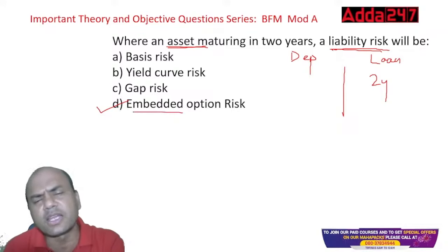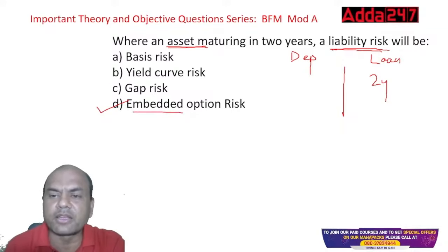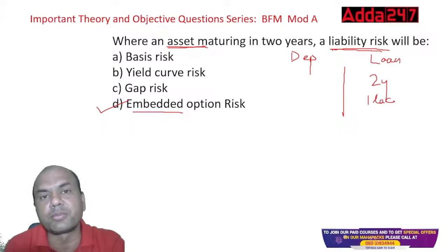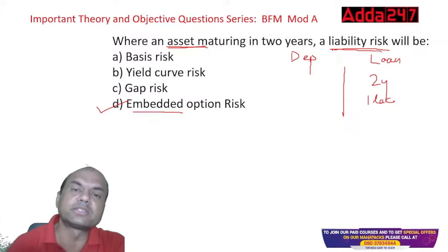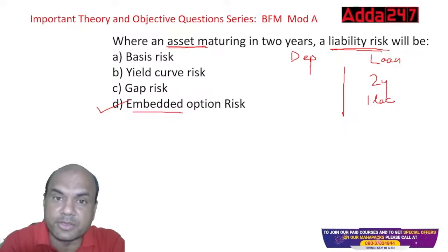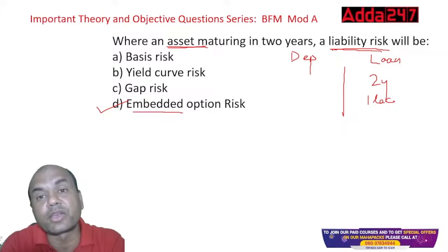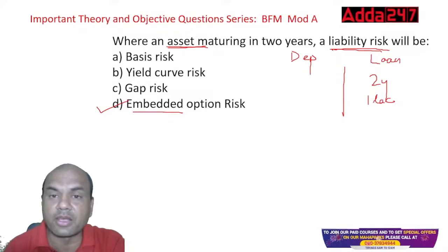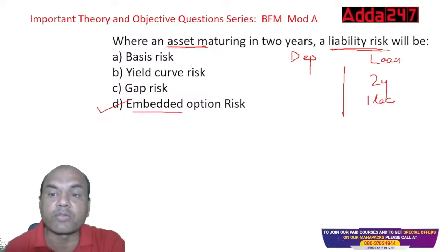Embedded means what? Anytime it can be withdrawn. Suppose I need this 1 lakh rupees and this 1 lakh is withdrawn from the depositor's angle, then my balance sheet is in a problem. So embedded option risk means there is a chance of withdrawal of FDs and savings deposits, plus there is a chance of repayment of these loans also. Now this is from the loan side. Somebody repays these loans. So embedded option risk is for both sides, loan and deposit. Here we are talking of the liability, deposit side. So that's why it's the main embedded option risk.